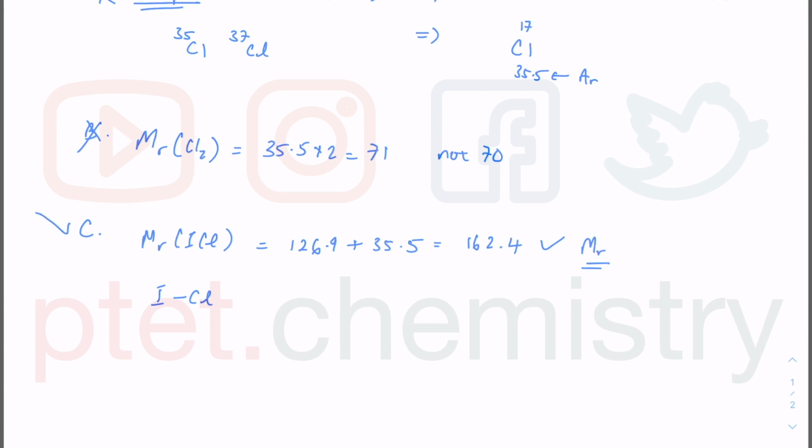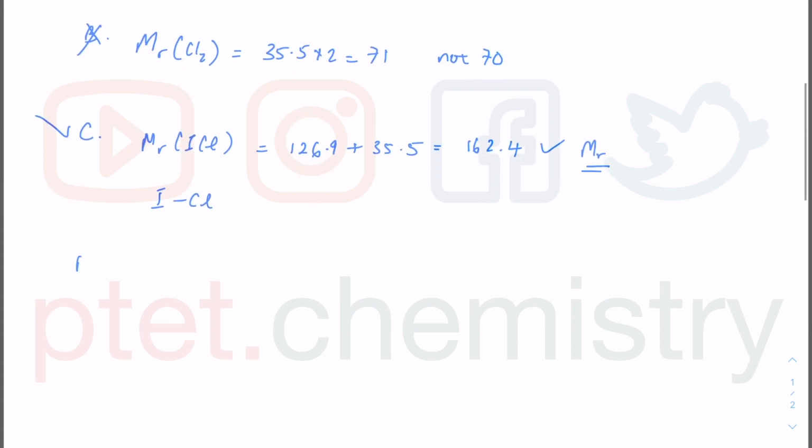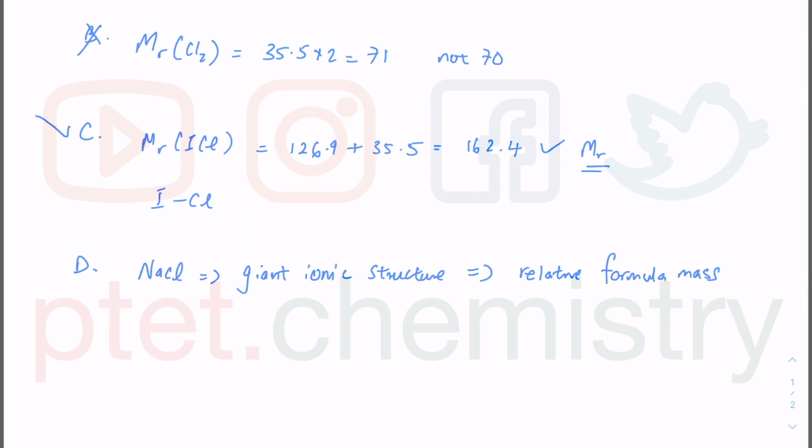Just very quickly, let me show you why D cannot be the correct answer. They mentioned something about NaCl. We know that NaCl exists as a giant ionic structure, even from your year 9 O-level or IGCSE syllabus. So we use this term called relative formula mass, which is one of the 4 definitions as I mentioned, as stated in the A-level syllabus. We use this to represent 1 formula unit, and they use the term molecular there.